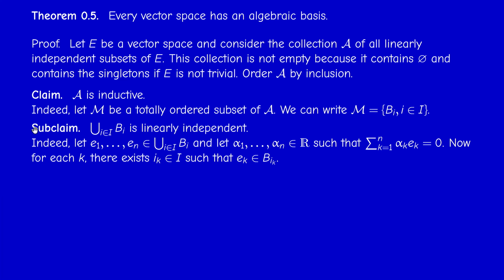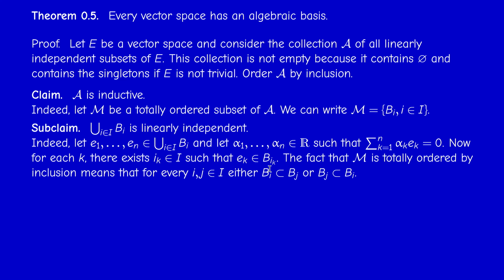Not terribly difficult. Now, for each k between 1 and n, e_k is in the union. So e_k is in one of the B_i. So there is an index i_k, not necessarily unique, such that e_k is in B_{i_k}. So e_1, for example, is in B_{i_1}, e_2 is in B_{i_2}, could be the same, we don't care. So each e_k is in B_{i_k}. Now we use the assumption that M is totally ordered. If M is totally ordered, it means that any two elements of M are comparable under inclusion. So for every i and j in the index set, either B_i is contained in B_j or the other way around.